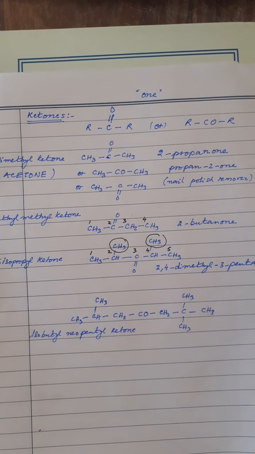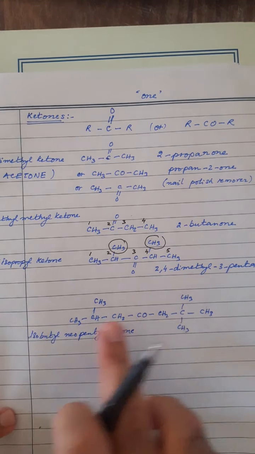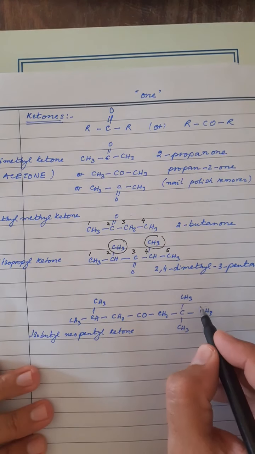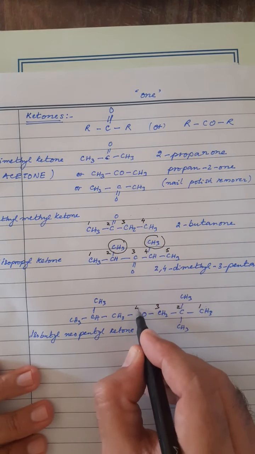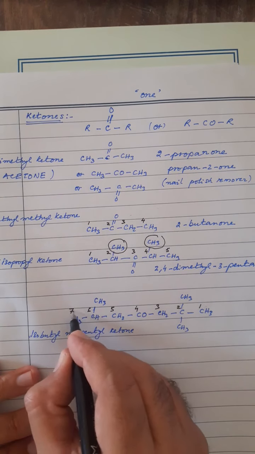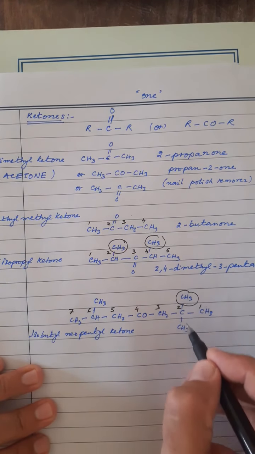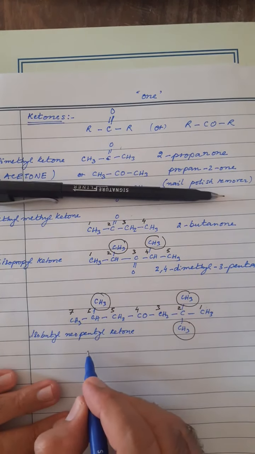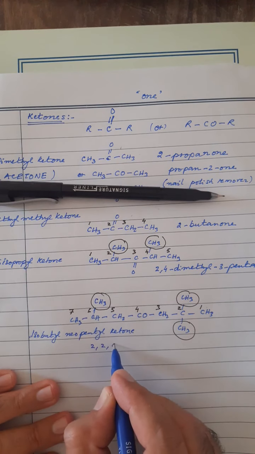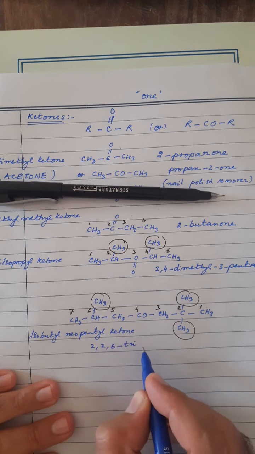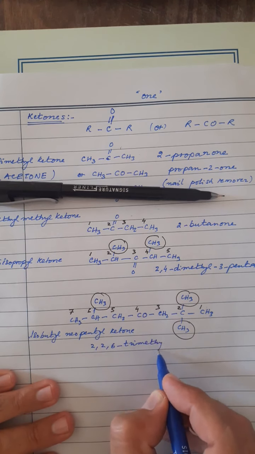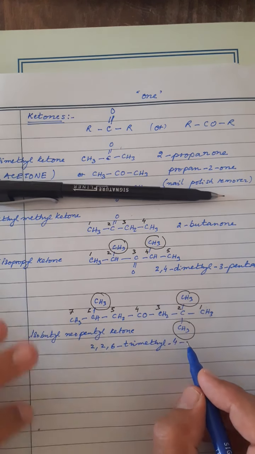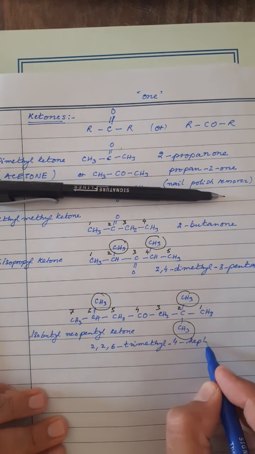And for IUPAC, you have to number. So 1, 2, 3, 1, 2, 3, 4. 1, 2, 3, 4. Other side. Okay. So 1, 2, 3, 4, 5, 6, and 7. Position of the alkyl groups alongside their names. There we go. 2, 2, 6. How many methyls? 3. So trimethyl. Where is the ketone? On number 4. And what is the number of carbon? 7. So 4-heptanone.